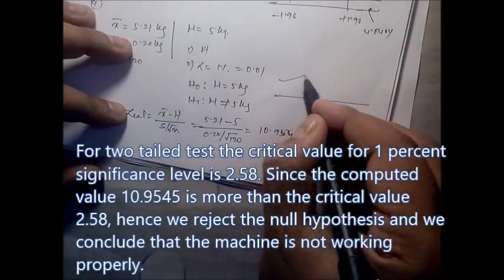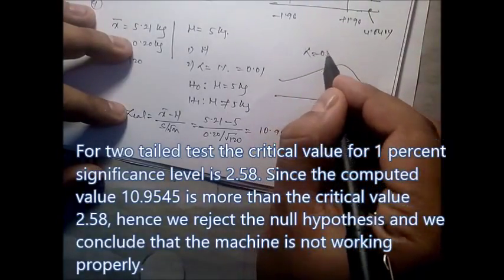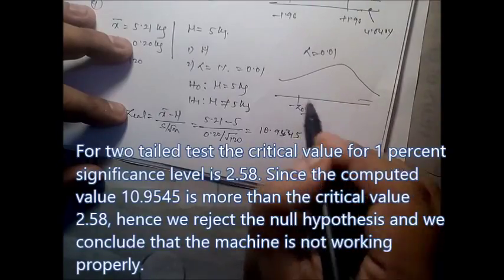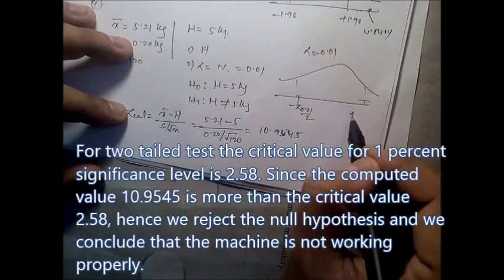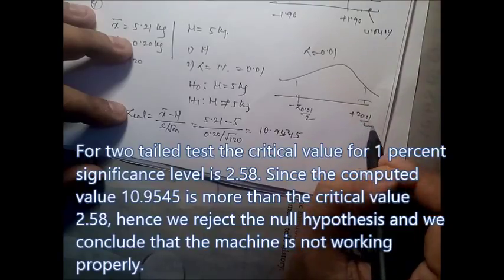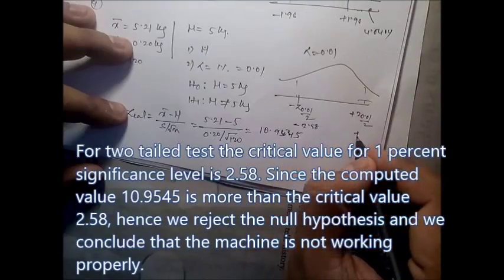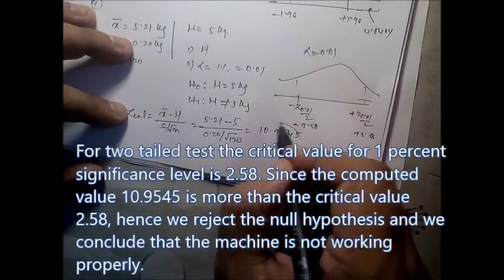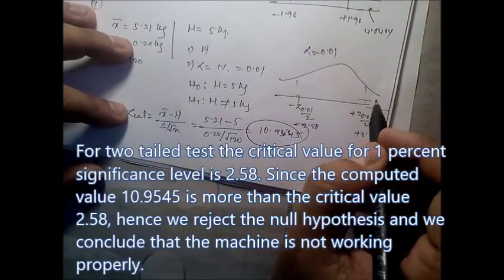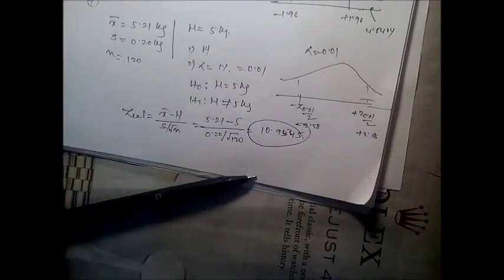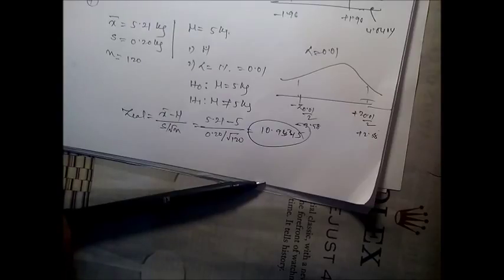So alpha is equal to 0.01, and the critical values are minus z 0.01 by 2 and plus z 0.01 by 2, that is minus 2.58 and plus 2.58. The computed value is 10 point something, which is far away from these values. So reject the null hypothesis, since the computed value is more than the critical value. We conclude that the machine is not working properly.